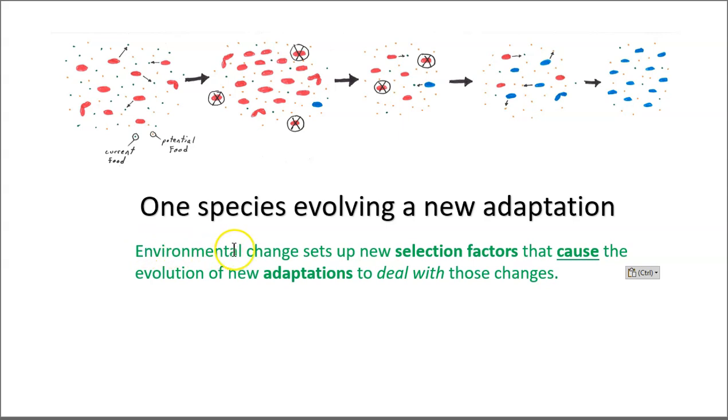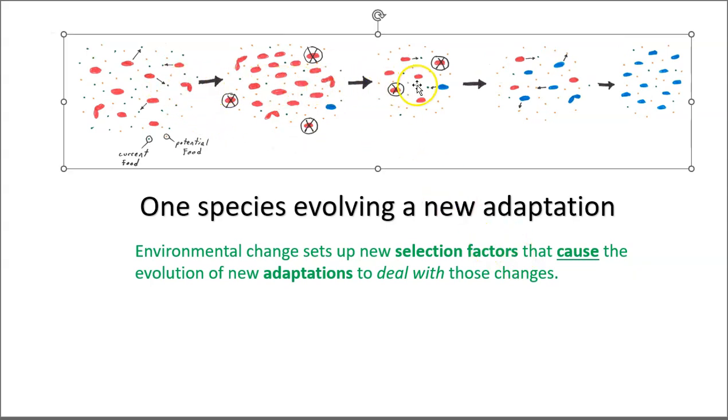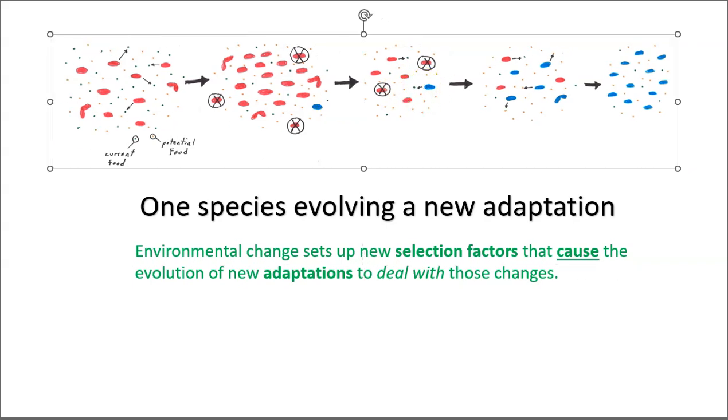It's just that it was environmental change, right? The green food was disappearing. That sets up a new selection factor that causes the evolution of new adaptations to deal with the changes. So again, changing environments then are going to be changing the characteristics of living populations.